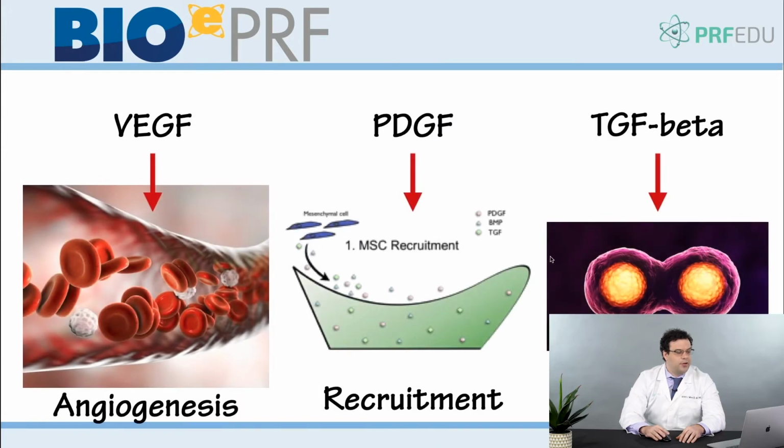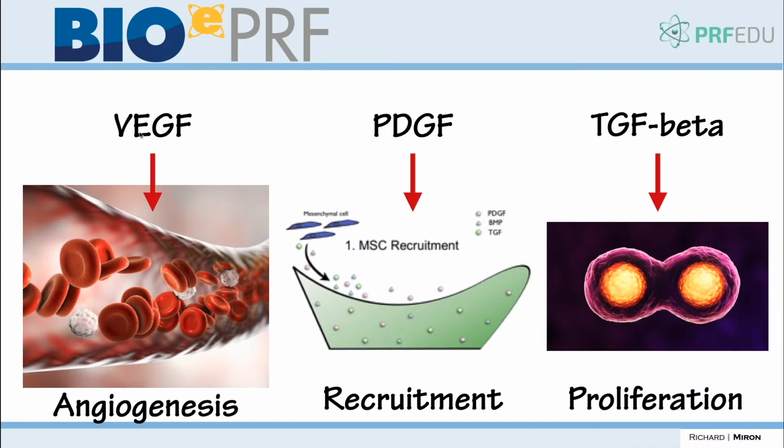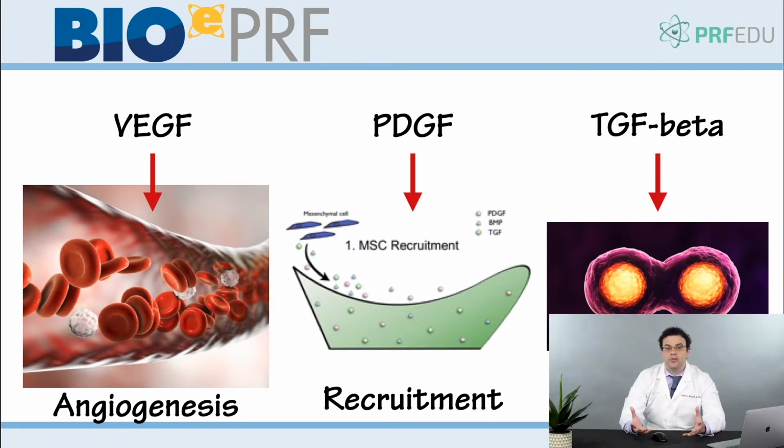And those three that are very useful to explain what PRF is: first, there's vascular endothelial growth factor, and that induces angiogenesis. Second, we have PDGF, and that's going to help with cell recruitment. And then we have TGF-beta, and that helps with cell proliferation. And this is one of the reasons why we can use PRF in many fields of medicine or dentistry.